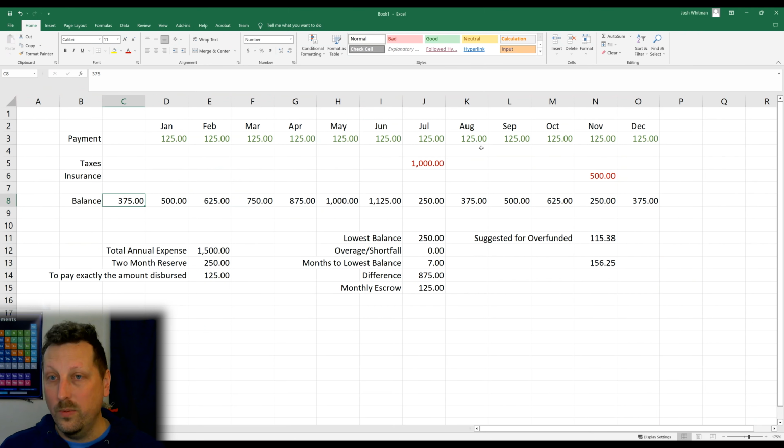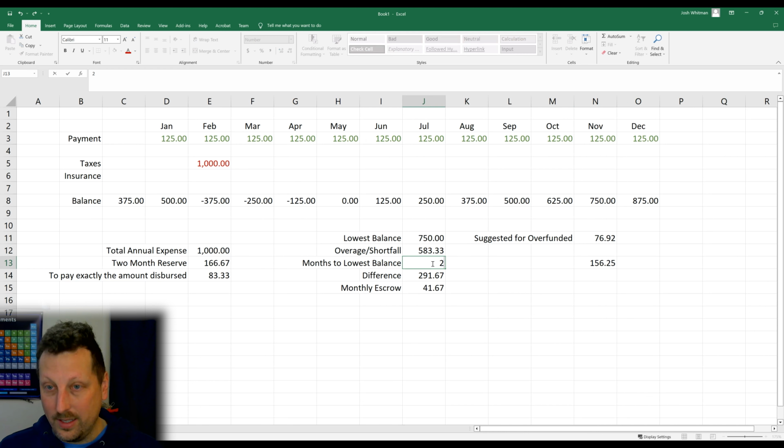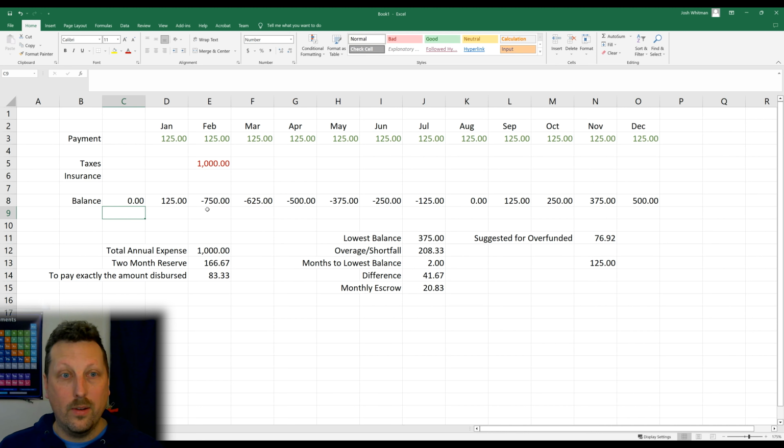Timing is super important when you pay this money. If it was $1,000 due in February, these numbers look insane, right? We start to see, so that's just the second month, and we have a zero deposit.